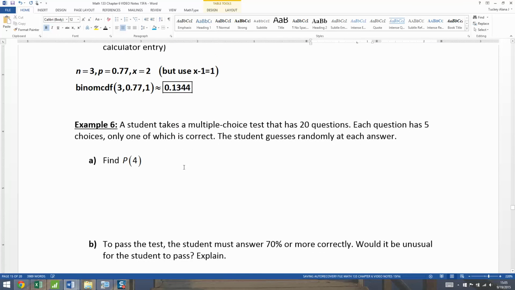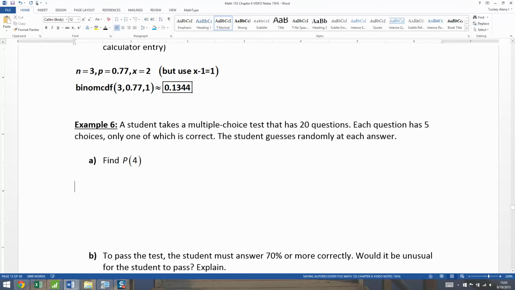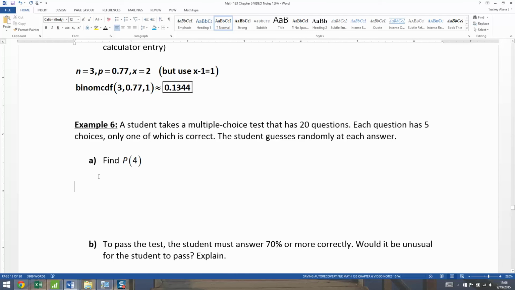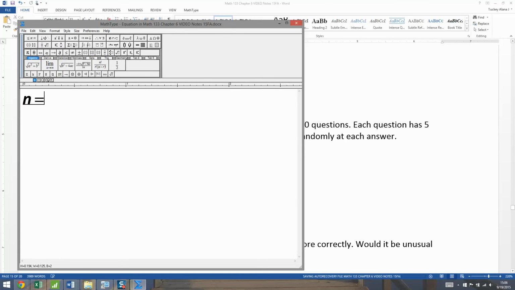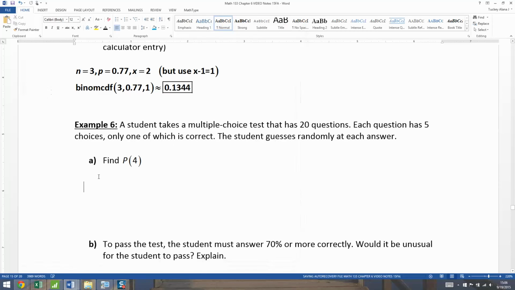Now, what if a student is taking a multiple choice test that has 20 questions, and each question has 5 choices, only one of which is correct. The student's going to randomly guess. Apparently, they did not study for this test, so they're just randomly guessing answers. All right, so before we can find the probability of 4, we need to figure out what N and P are. Okay, so n is kind of obvious. N is 20. You can tell n is 20 because it says 20 questions right here. So the student is guessing on 20 separate questions. So let me give that a green highlight right there.